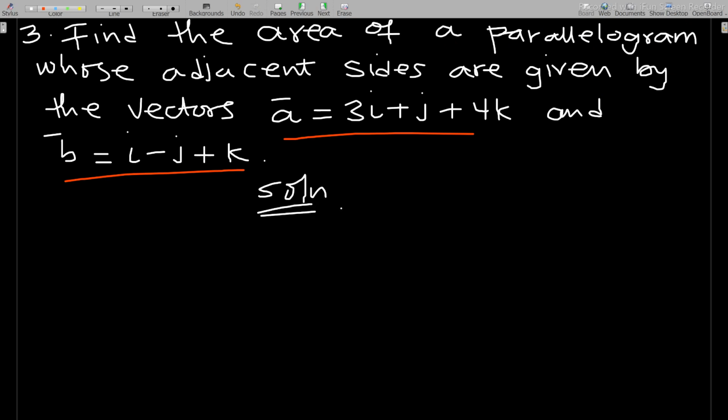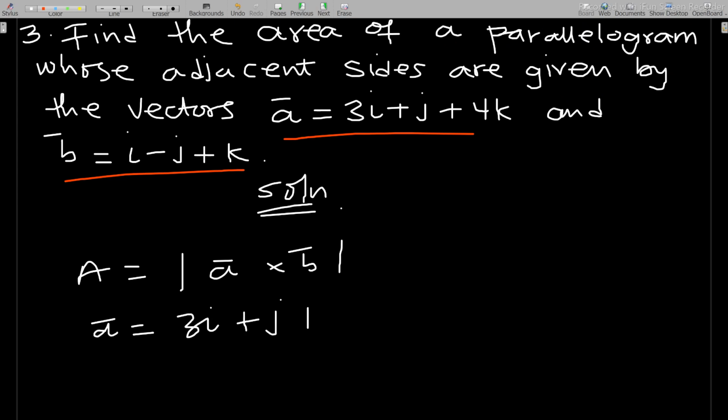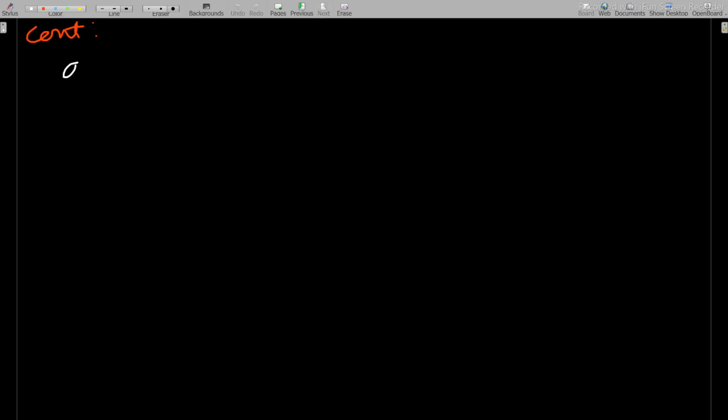The formula says that the area should be equal to the magnitude of A cross B. Now I know my A to be 3i plus j plus 4k, and my B to be equal to i minus j plus k. With this, all that I'll have to do is go and find A cross B, then I'll use whatever I know. So I know my A cross B.